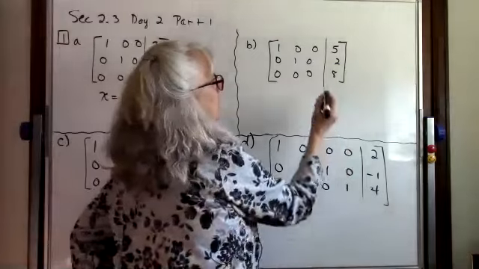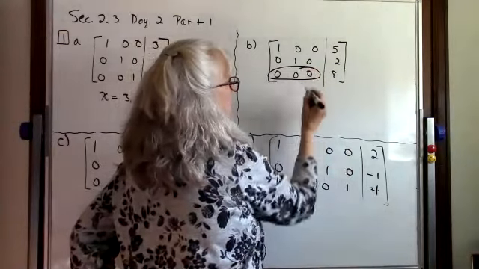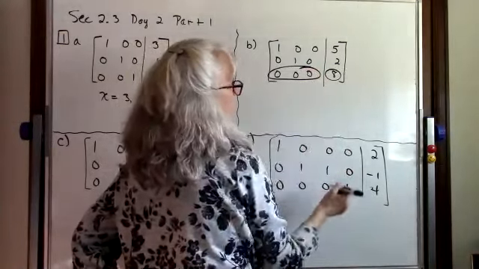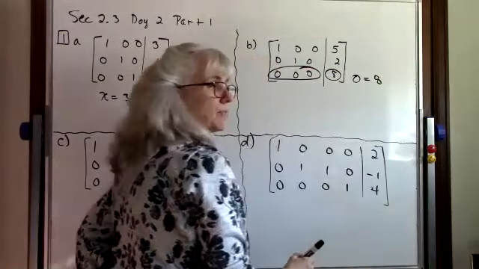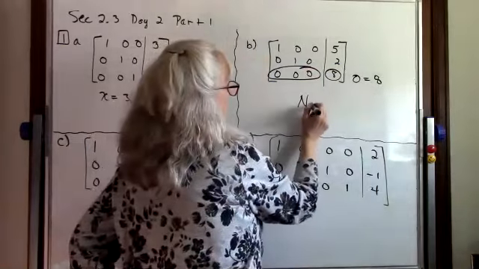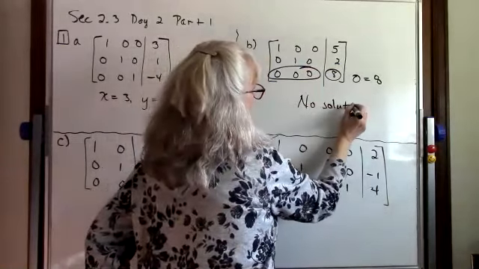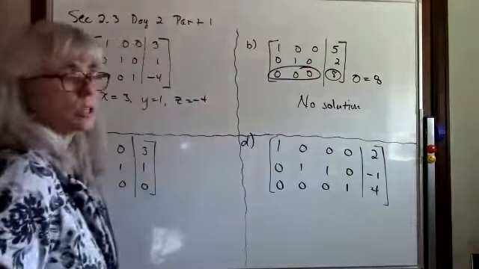On B, what we're going to notice is this bottom row shows 0 on the left side, but a constant on the right side. So this is basically telling us that 0 is equal to 8, which is a false statement. And that means that there is no solution to that system of equations.